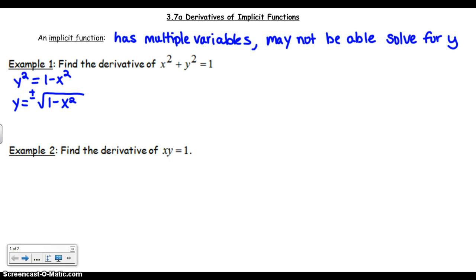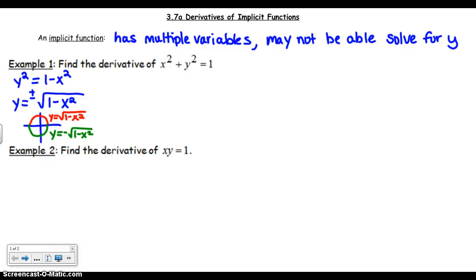The positive radical gives the top of the circle. And you need a negative radical to give you the bottom of the circle. So this function actually takes two explicit equations to define, which is why it's better to use the implicit function x squared plus y squared equals 1. Okay, so we want to find the derivative of x squared plus y squared equals 1.